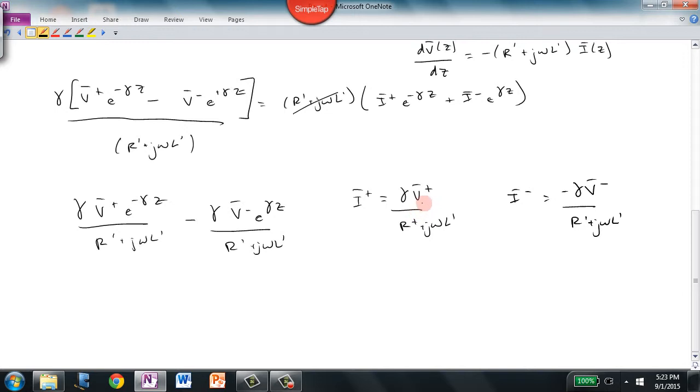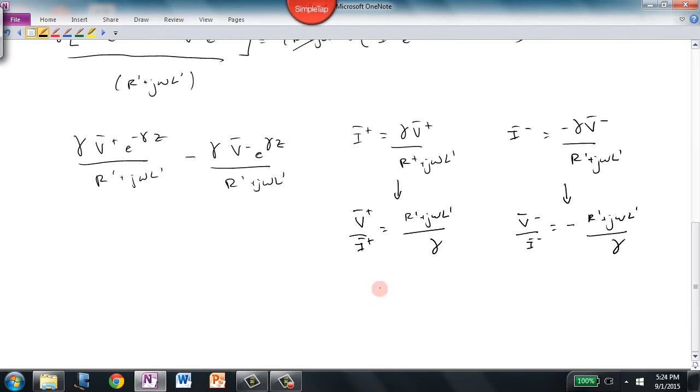So what I want to do here is solve for the ratio of v bar plus to I bar plus, and this just becomes v bar plus over I bar plus is equal to r prime plus j omega l prime over gamma. And if I solve this, I find that the ratio of v bar minus to I bar minus is equal to minus r prime plus j omega l prime over gamma. Now you'll recall that gamma is just a simplification of something we defined earlier, which was r prime plus j omega l prime times g prime plus j omega c prime.